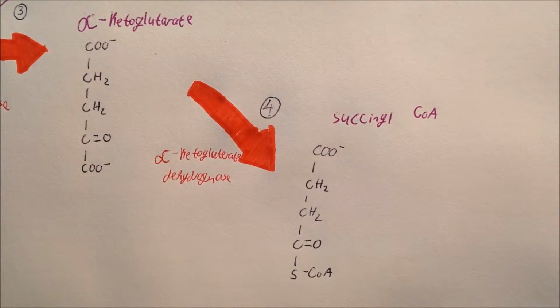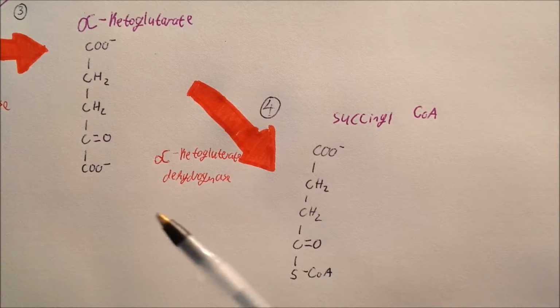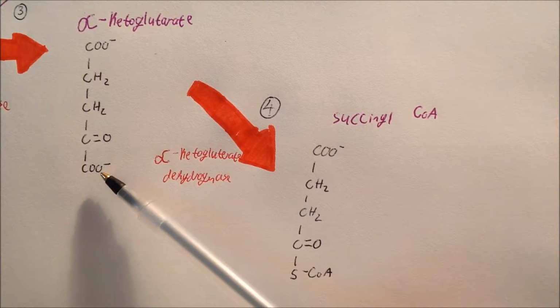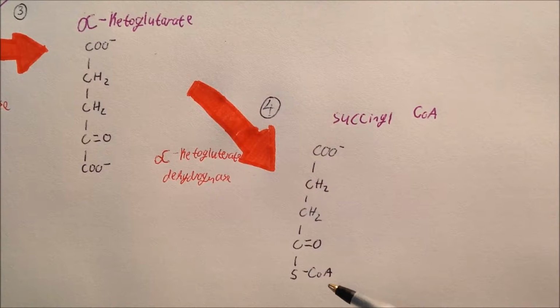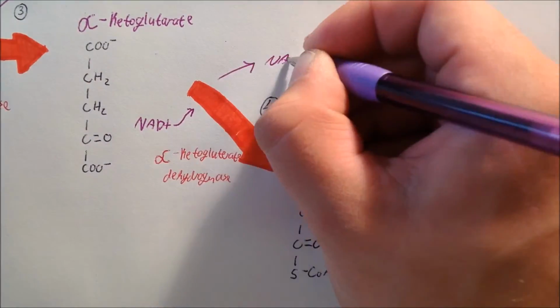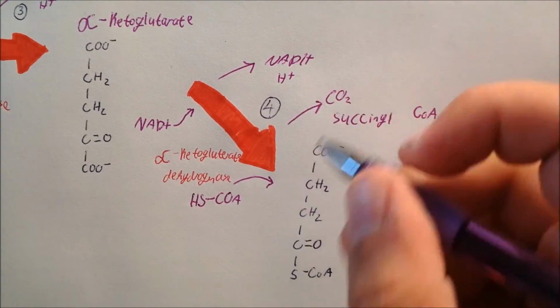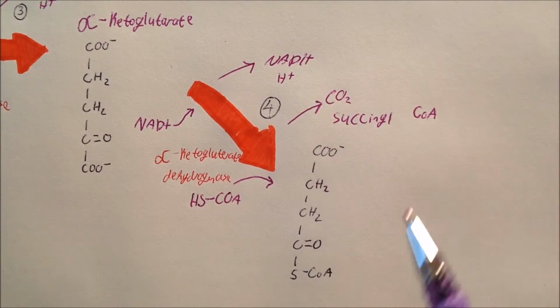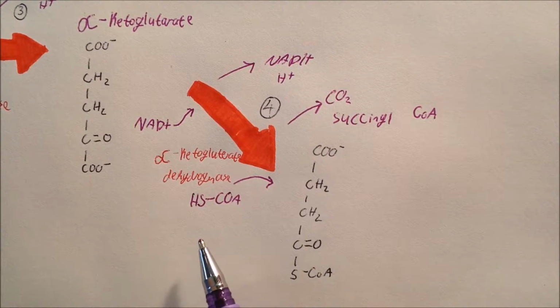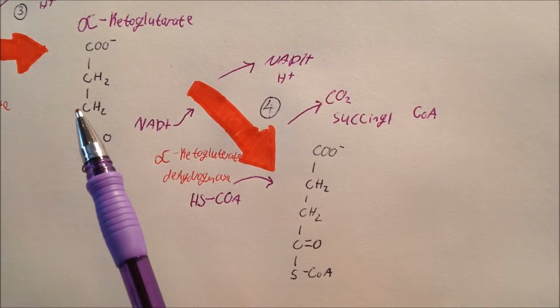So, as you might notice, the only difference between alpha ketoglutarate and succinyl CoA is that the substituent here was converted into SCoA. That is done by adding NAD+ to get an NADH out of this and putting in HSCoA. Another product of this is CO2, which is a result of the HSCoA adding to the alpha ketoglutarate molecule.